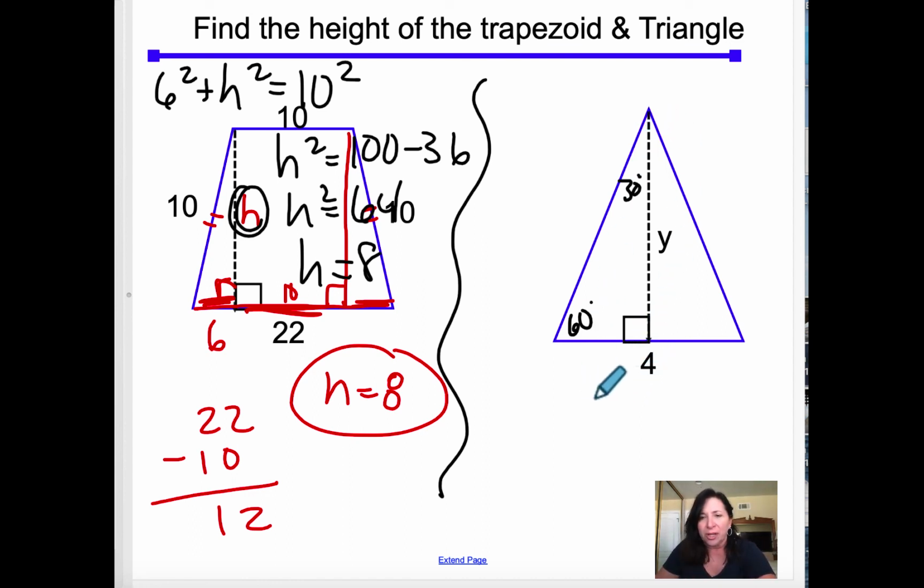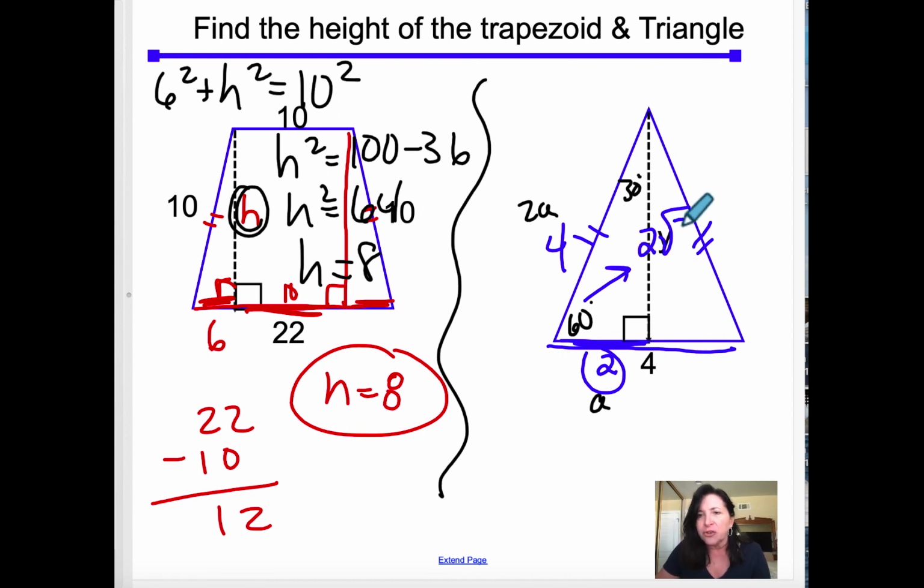So across from the 30 we know is a, across from the 90 is 2a, and across from the 60 is a root 3. So if I know this length here, which is a, if this whole thing is 4, and knowing that this, of course, does have to be an isosceles triangle to be able to split this up into 2 equal parts, that would have to be 2. So across from the 30 is 2. Across from the 90 would be 2 times 2, which is 4. And then across from the 60 would have to be a root 3. If a is 2, then y would have to be 2 root 3.